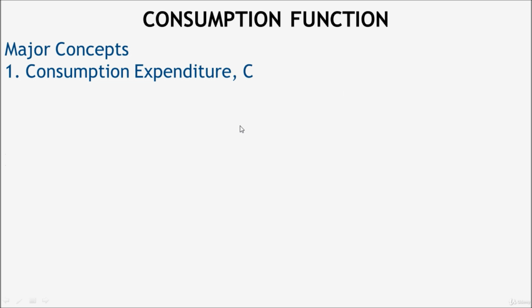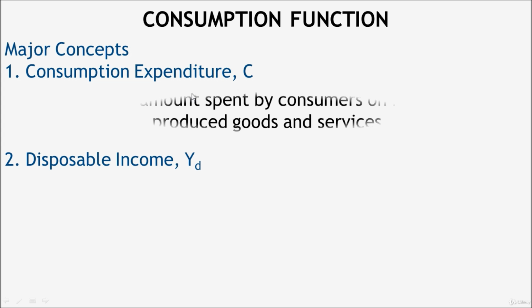Before going to consumption function, we shall define two major concepts. Number 1, consumption expenditure, and number 2, disposable income. These two concepts are required to define consumption function. We are familiar with consumption expenditure. Total amount spent by consumers on newly produced goods and services is called consumption expenditure. And from our earlier video, we have come to know that consumption expenditure constitutes about 65% of aggregate demand.